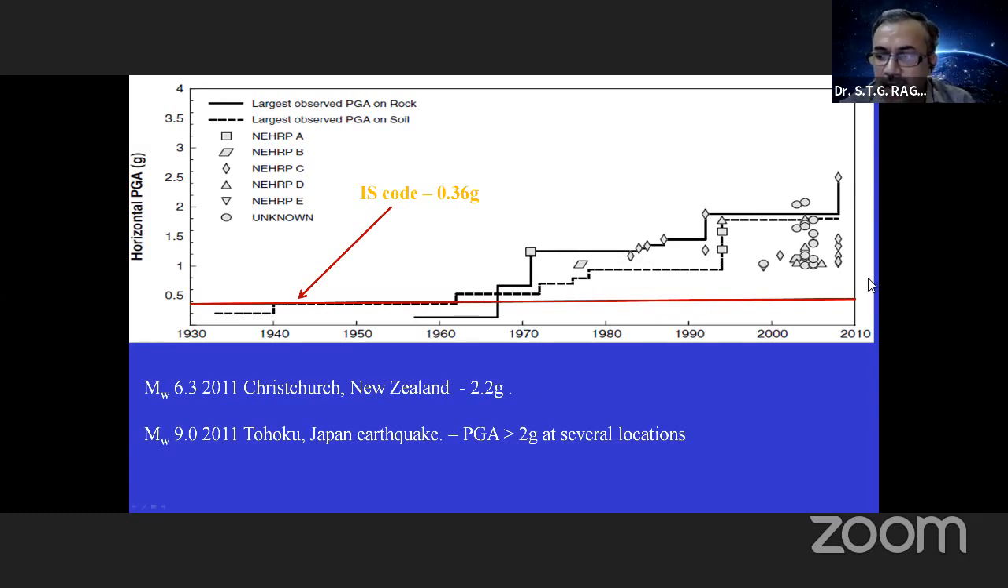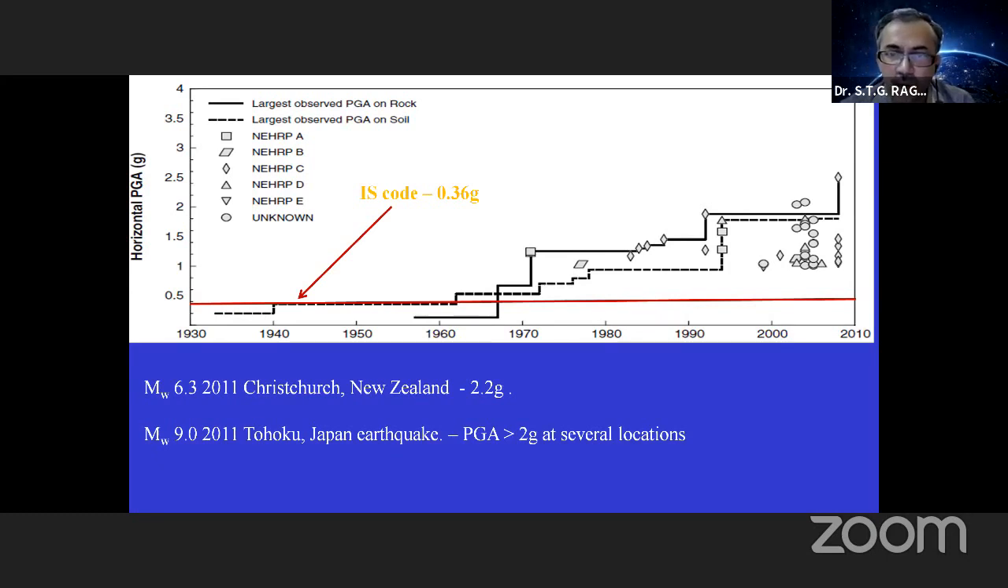And then finally in 2009, there was one earthquake in Japan where a PGA of something around 2.6g was observed in the field. And then the 2011 Christchurch, New Zealand earthquake: the magnitude was very small, 6.3, but the PGA recorded was 2.2g. Then in the Tohoku earthquake also, as I already showed you, the PGA has exceeded 2 times gravity at many locations near the epicenter. Now you can compare.